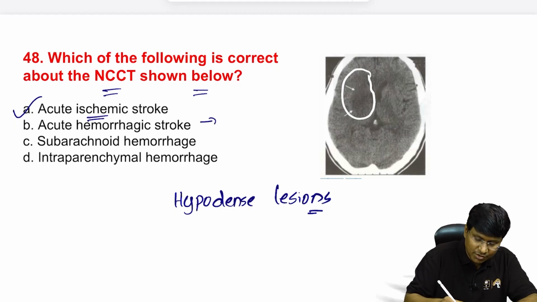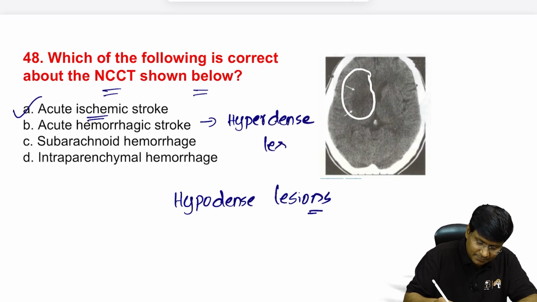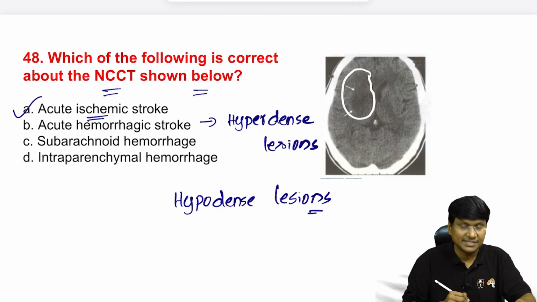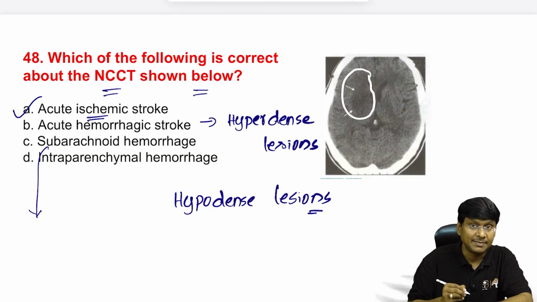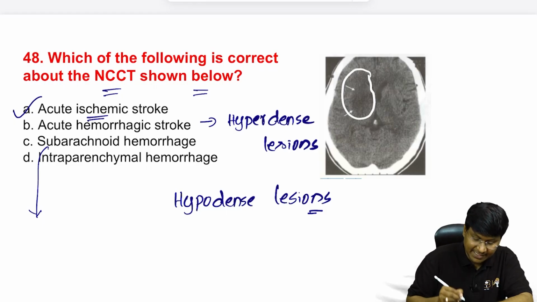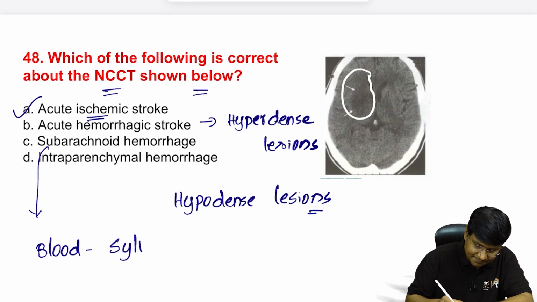Whereas in hemorrhagic stroke, you will have hyperdense lesions. In subarachnoid hemorrhage, you have the presence of a hyperdense lesion within the sylvian fissure. You have the presence of blood in the sylvian fissure.